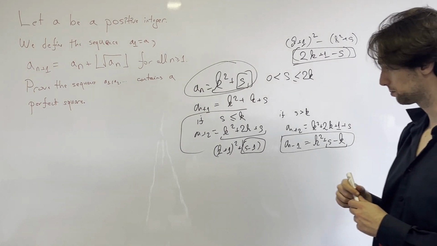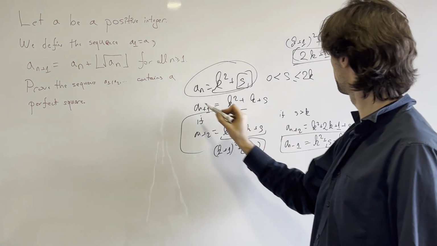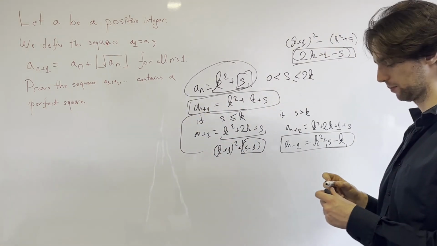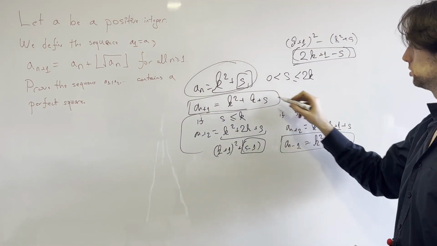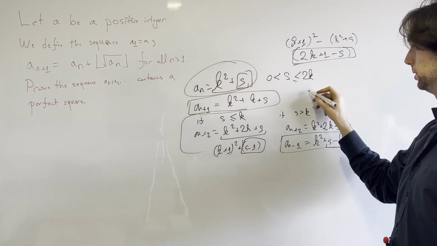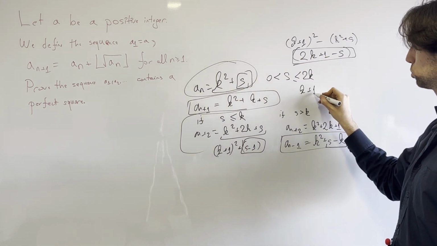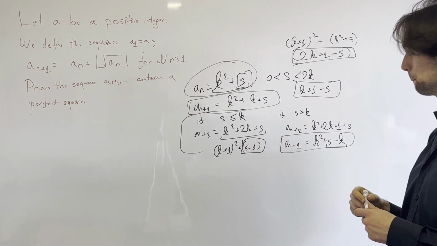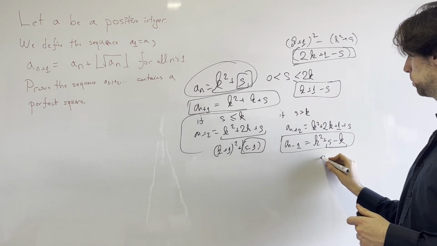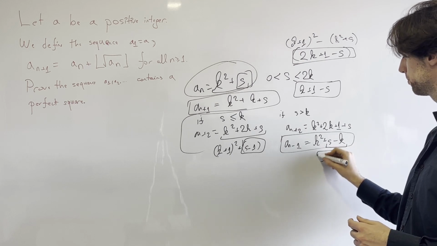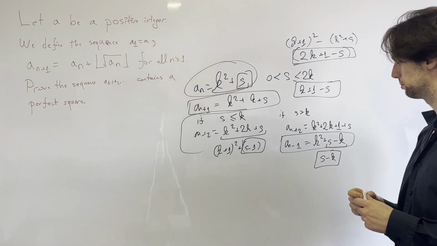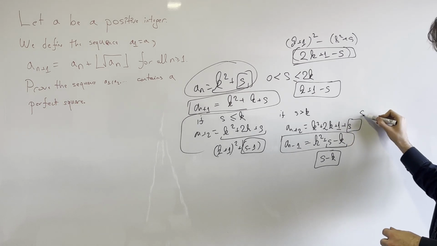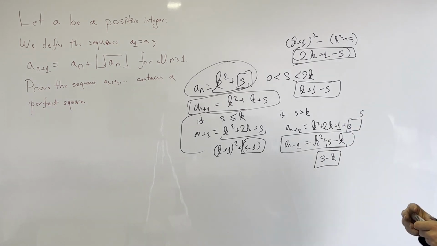And then over here, in a_{n+1}, just subtract the k from this, it was k plus 1 minus s away from being a square. And here it was s minus k steps away from being a square, and over here it was s steps away from being a square.